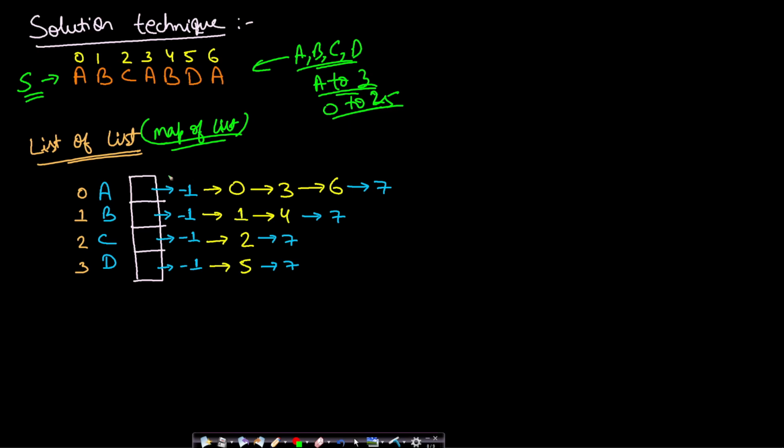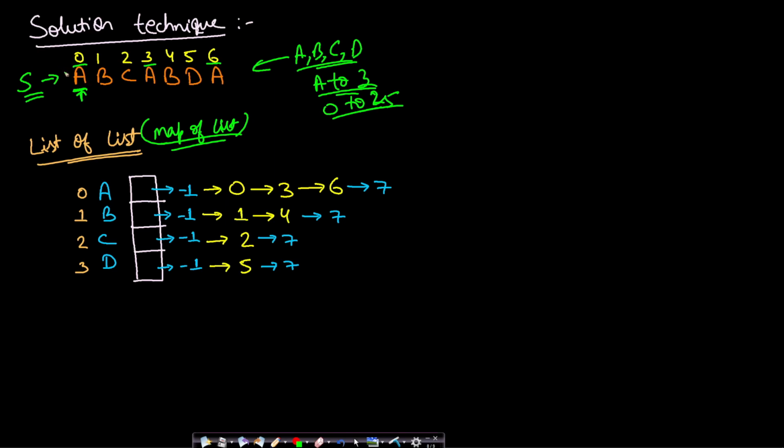Now in this particular example, I will write down all the indices where A is present. So A is present at index 0, 3 and 6. Now I will prepend all the lists with -1, so that I can always have the left-hand side window, right? I want to have the left-hand side window. So for this A, on the left-hand side you do not have any element.